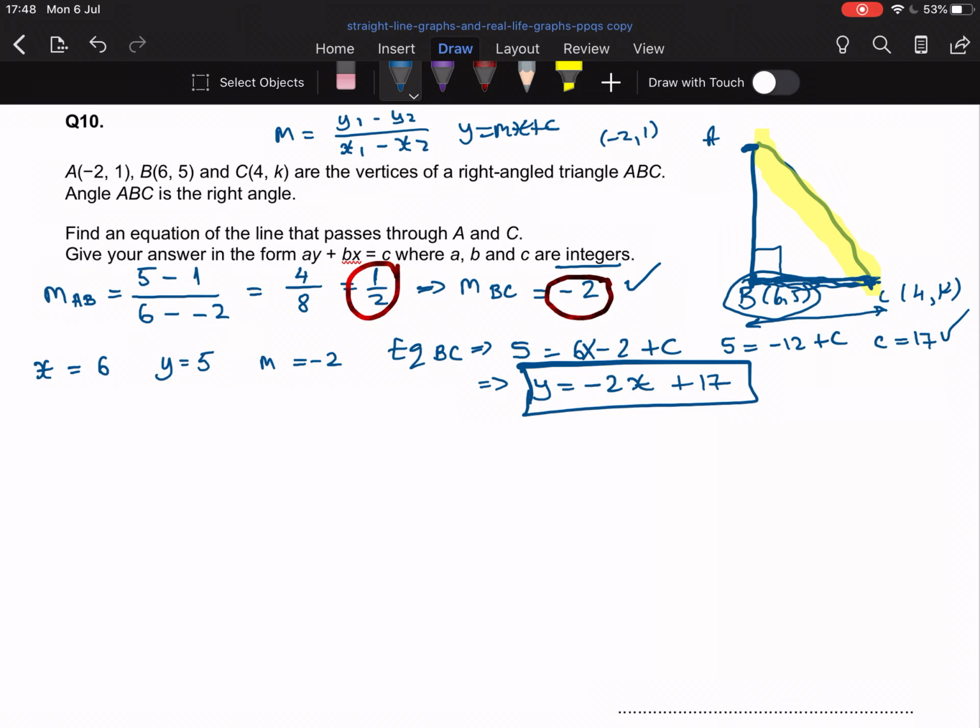I can work out this k. So I can work out that particular y coordinate. So I know that for point C, x is equal to 4. And again, in my trusty y equals mx plus c here, I'm going to substitute. So this equation is telling me that y equals minus 2 times the x value, which is 4, and then plus c, which is 17. So I've already got it in the equation.